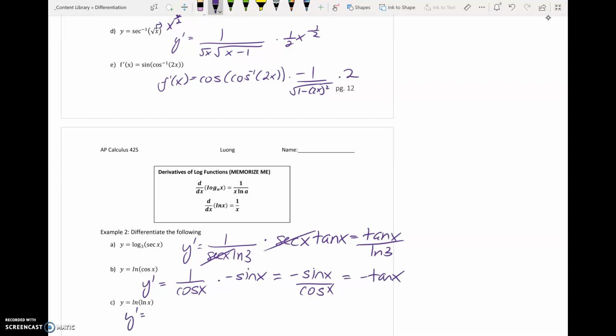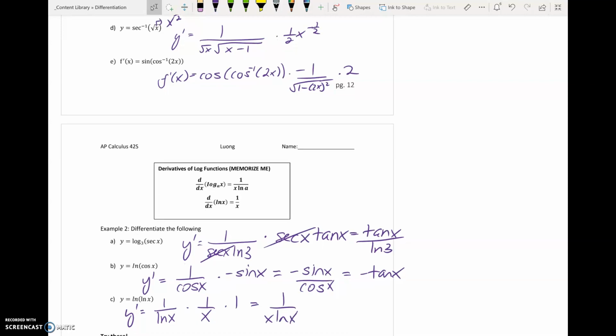Then lastly, we have ln of ln x, which is going to be 1 over everything on the inside of our first ln. So that's 1 over ln x multiplied by the derivative of ln x, which is 1 over x. And then you could take the derivative of x, but this is just going to be 1, so it's kind of redundant. Overall, this is 1 over x ln x. So go ahead and pause and try those 4 questions underneath, and then when you're ready, press play.